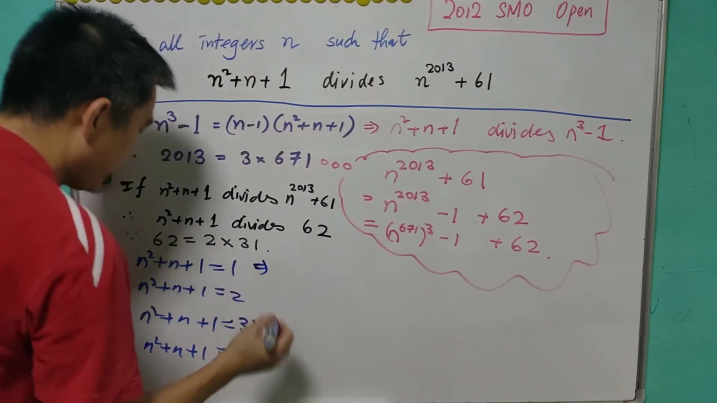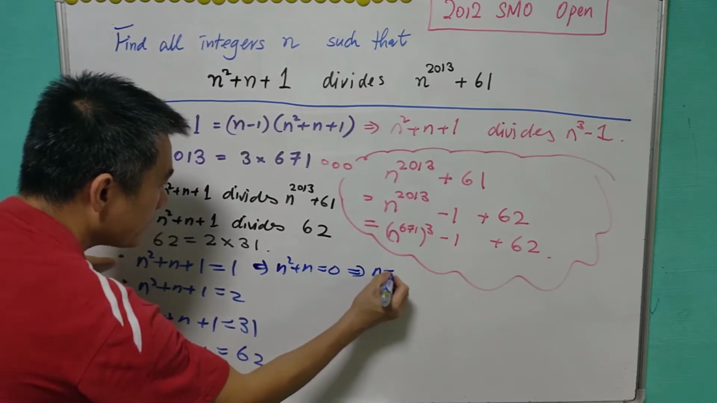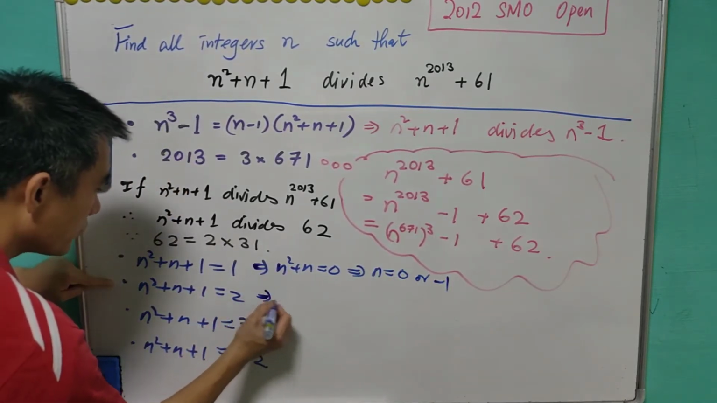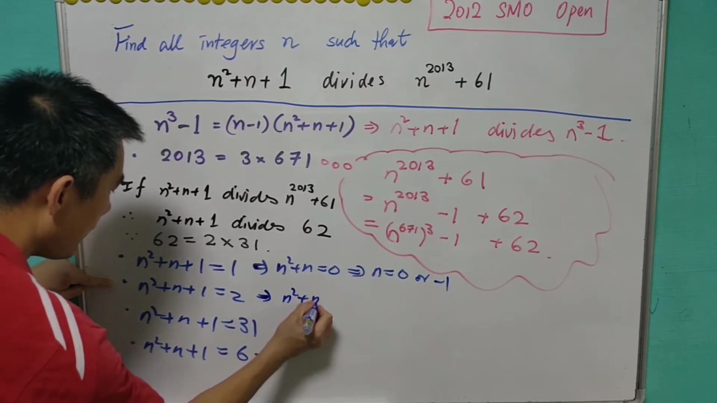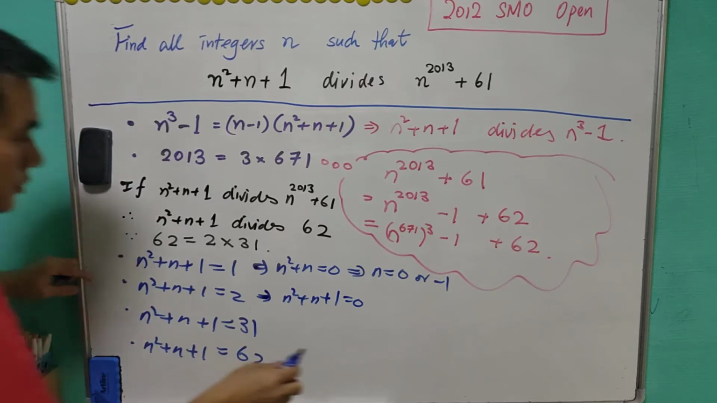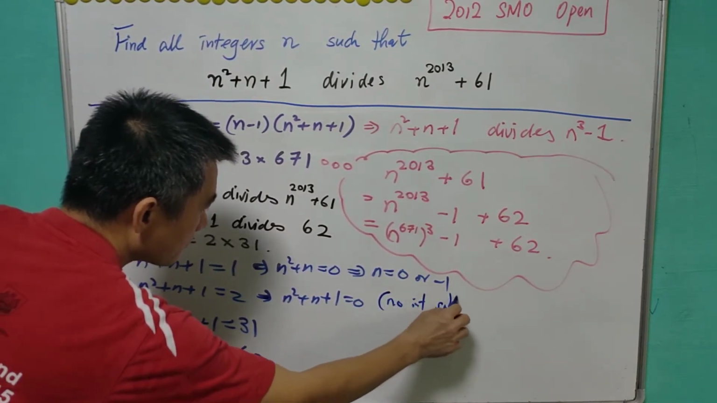And obviously, for the first one, n squared plus n equals 0, so n equals 0 or negative 1. For number 2, n squared plus n minus 1 equals 0, there are no integer solutions. So no integer solution.